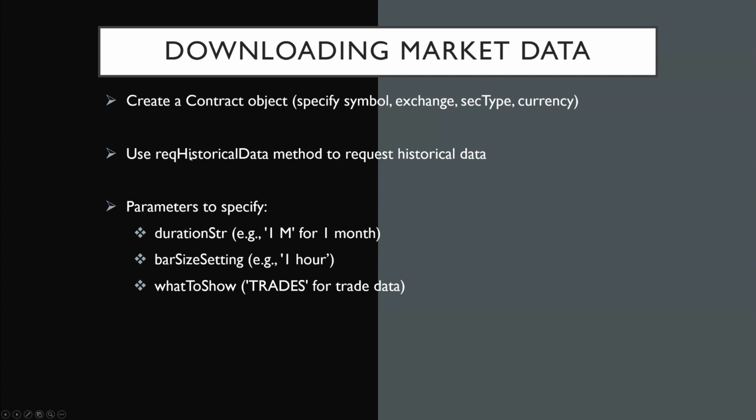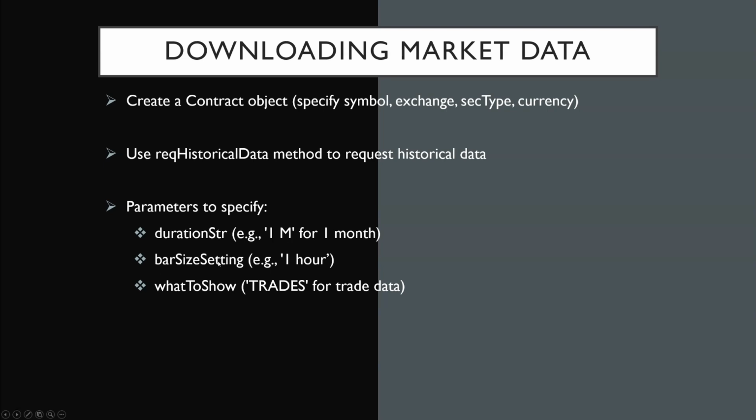So this is request historical data. You typically provide that request historical data with the contract, and you also provide it with date settings for how much data you want to receive and what type. And the parameters you need to specify are the duration string, so 1 space M for 1 month, 3 space M for 3 months.